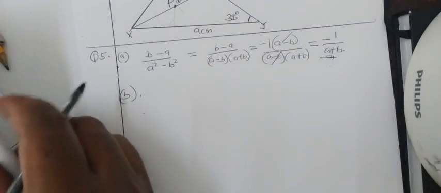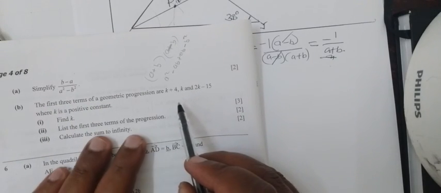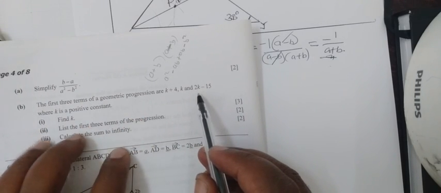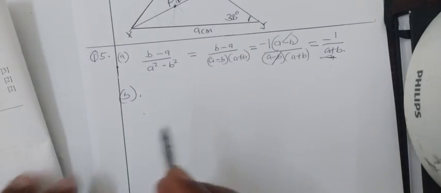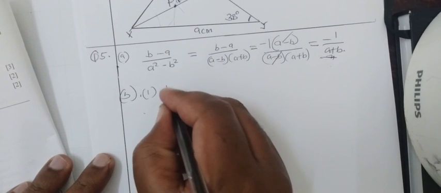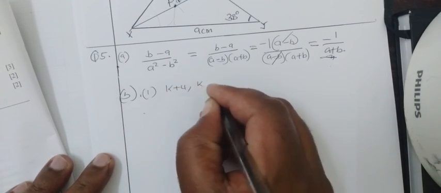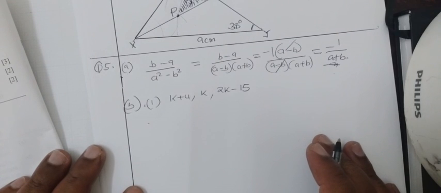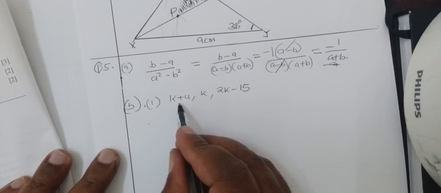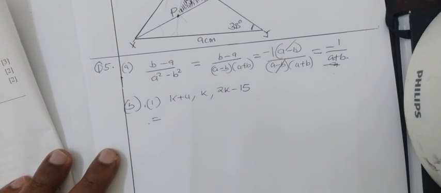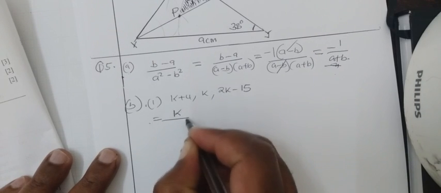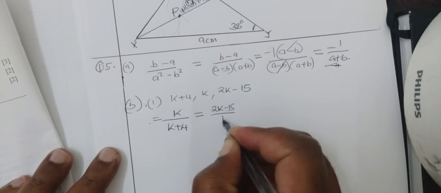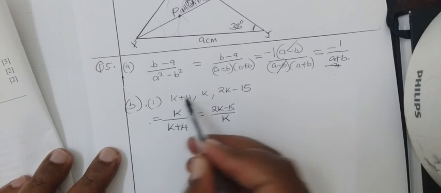Okay, B, we are saying the first 3 terms of a GP are k plus 4, k, 2k minus 15, where k is a positive constant. Let's find k. So, Roman numeral 1, we have these terms: k plus 4, k, 2k minus 15. Okay? So now, how do we find k? We use the concept of common ratio. We know that k divided by k plus 4 should be equal to 2k minus 15 divided by k. This divided by that should be equal to this divided by that.